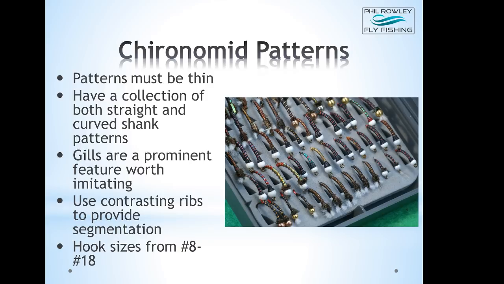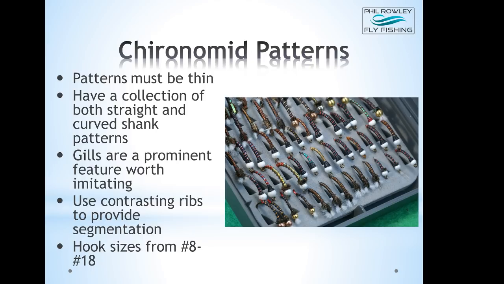The most common way is with a white bead, but there's other methods too, yarn and things like that. We use contrasting ribs to suggest segmentation, attraction, and reinforce the fly a little bit. And generally hook sizes, I tie my chironomid patterns anywhere from a size 8 right down to probably an 18, probably 12, down this neck of the woods, 12, 14, 16s.